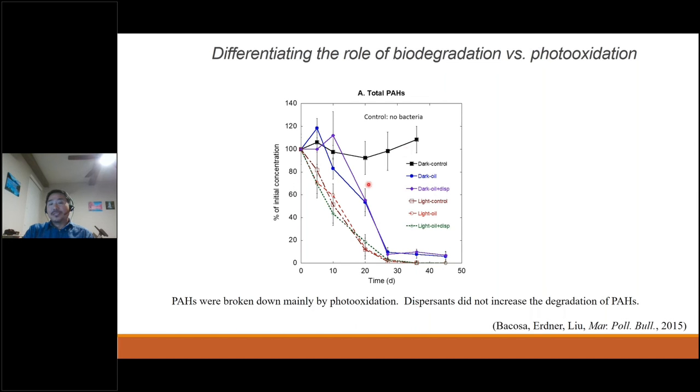These two purple ones are dark. It's dark with bacteria, but without the light. So you do see they decrease, pretty fast actually, but you have about 10% left at the end of the incubation. These three dashed lines are all the light treatments, whether you have the bacteria or not, whether you add a dispersant or not. They are about the same; they converged. I think this data clearly shows that photo-oxidation, the light, plays a key role in destroying those toxic aromatic hydrocarbons. I think that's a really clear message, okay?